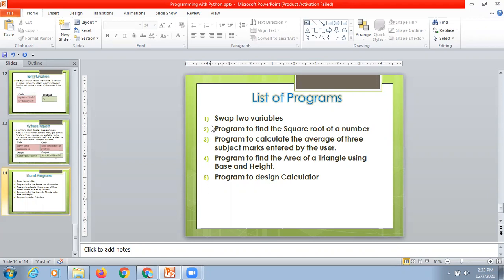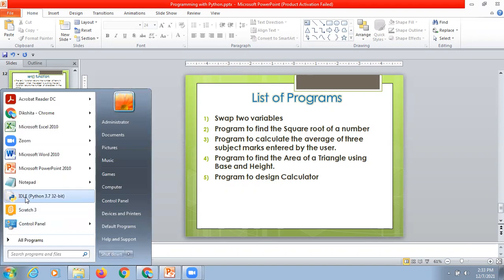Today we will be doing a few programs of Python by taking values from the user this time. Earlier, we have done a few programs by assuming the values by ourselves. But now this time we will be taking values from the user. First program is to swap two variables. So let's start.